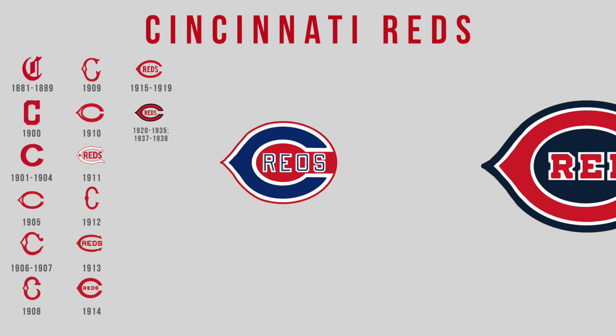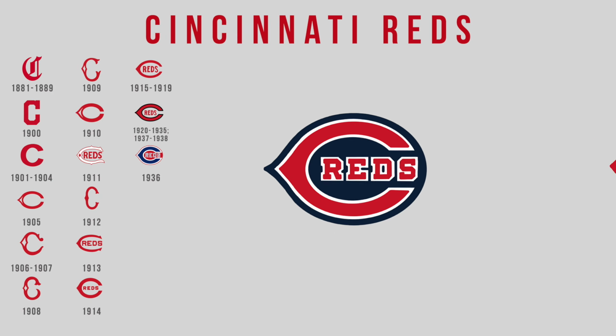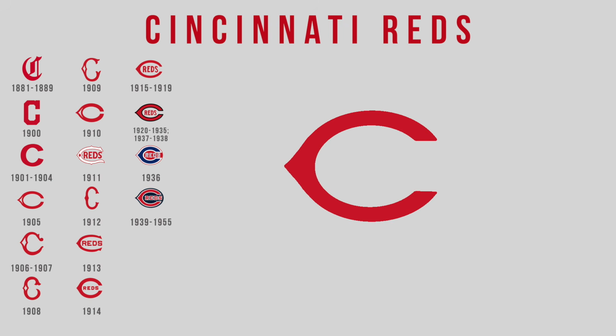In 1939, the Reds readapted the old logo from 1936, but this time they got the colors correct. A red C with red letters surrounded by a dark navy blue outline. Changing their name to Redlegs during the height of McCarthy's fever dream, the logo reverted back to a simple red C with a tail shape.